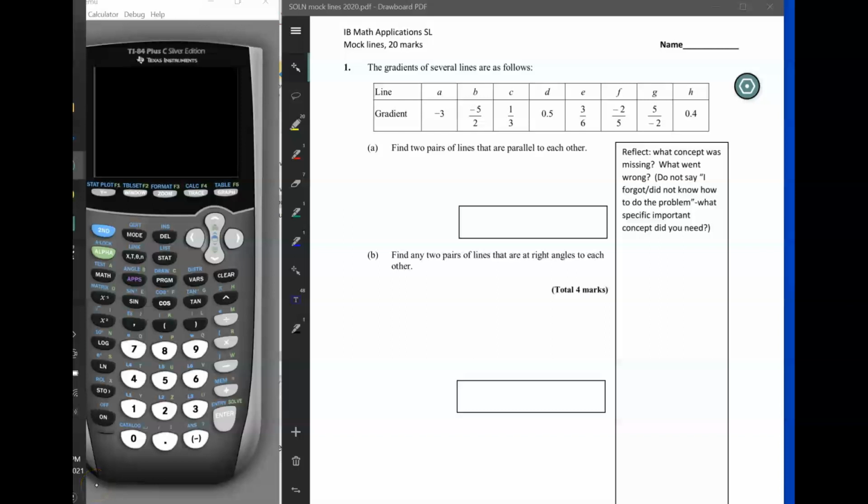This is the solution for the mock exam for lines. Even though it might look long with 4 problems, the first 2 problems are pretty quick, not really too much calculation involved in these. So really the last 2 problems are the only ones that require any length of time. So even though it says 20 marks, I don't think it takes 20 minutes if you're up to speed.